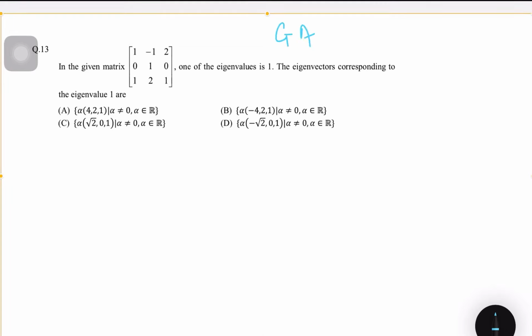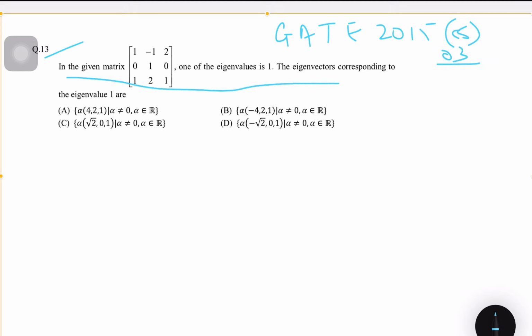This is GATE 2015 Computer Science CS, set 3. This is question number 13. In the given matrix, one of the eigenvalues is 1. The eigenvectors corresponding to the eigenvalue 1 are what? So 4 options are given.